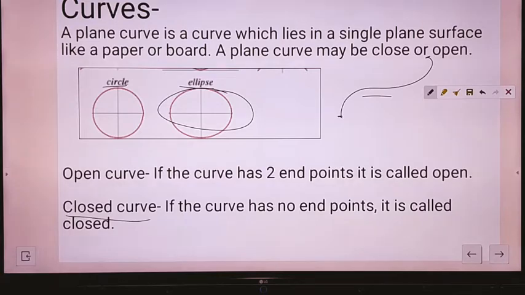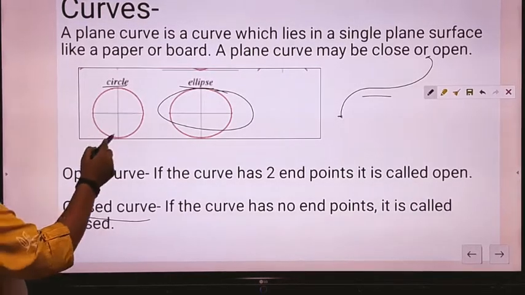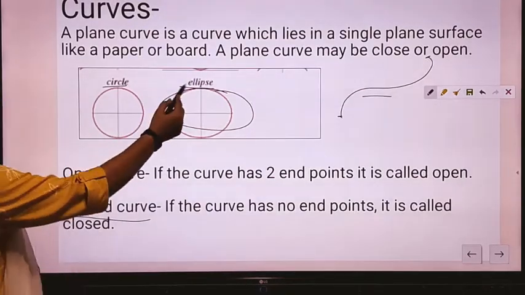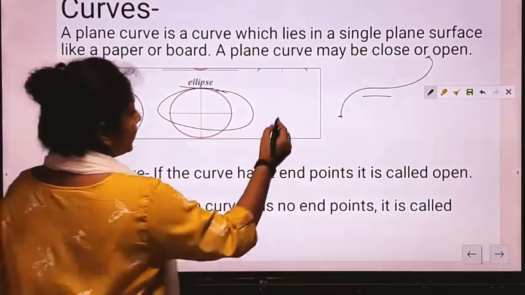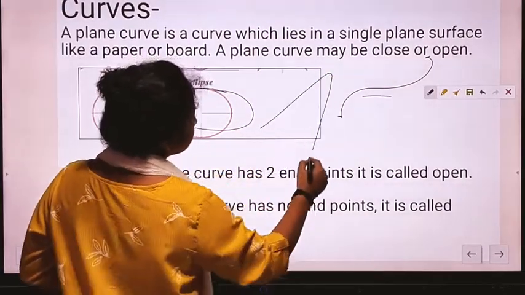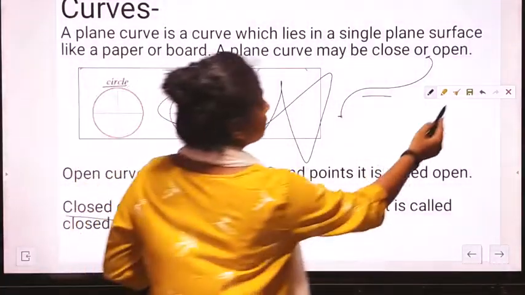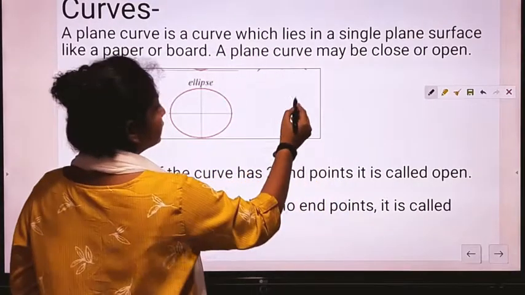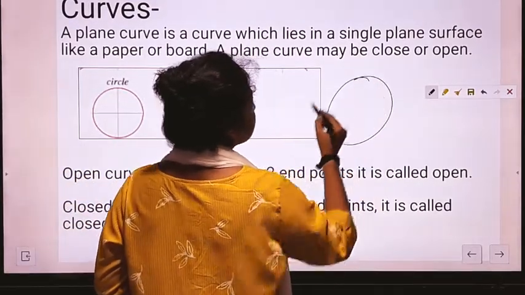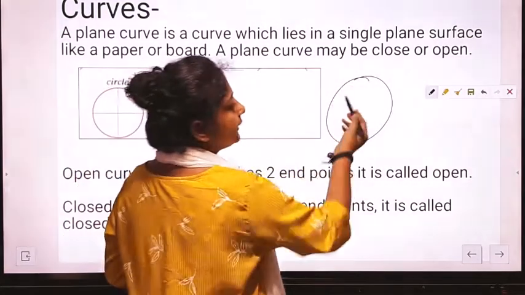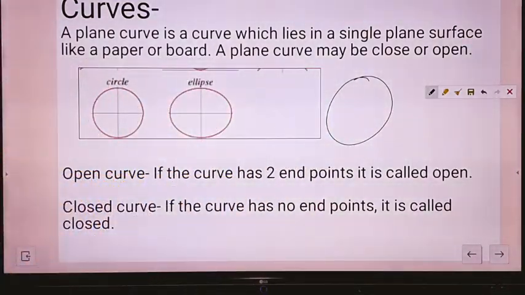When a curve has no endpoint, see this circle, we cannot see any endpoint here. This ellipse, again it has no endpoint. A curve like this, again this also, a curve like this also has no endpoint and it is closed from all the sides. Therefore, we can say this is also a closed curve.